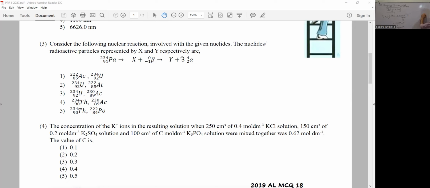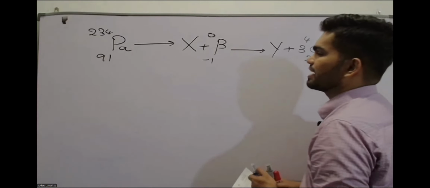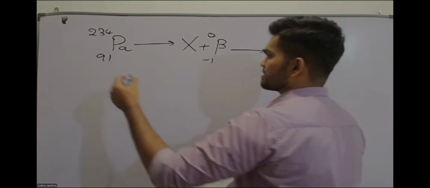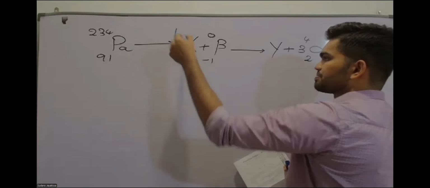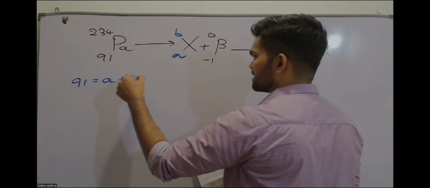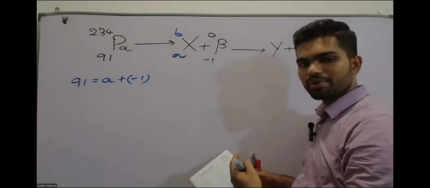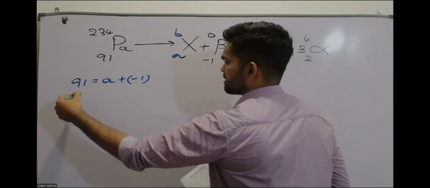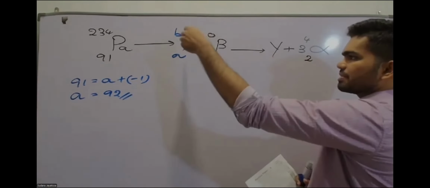Understood? So let's see again how to do that nuclear balancing. Let's see how to get the answer. You know this proton number 91. Let's say here A and B. Our theory is 91 should be equal to A plus minus 1. So the proton number sums should be equal. Proton number sum should be equal. So our A is going to be 92. Then you can do the same thing for B.